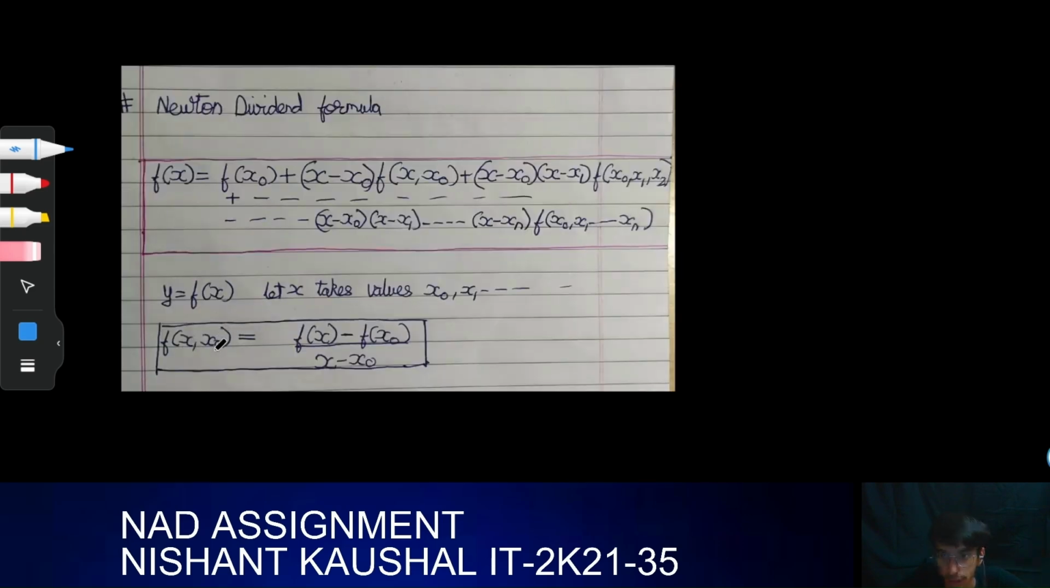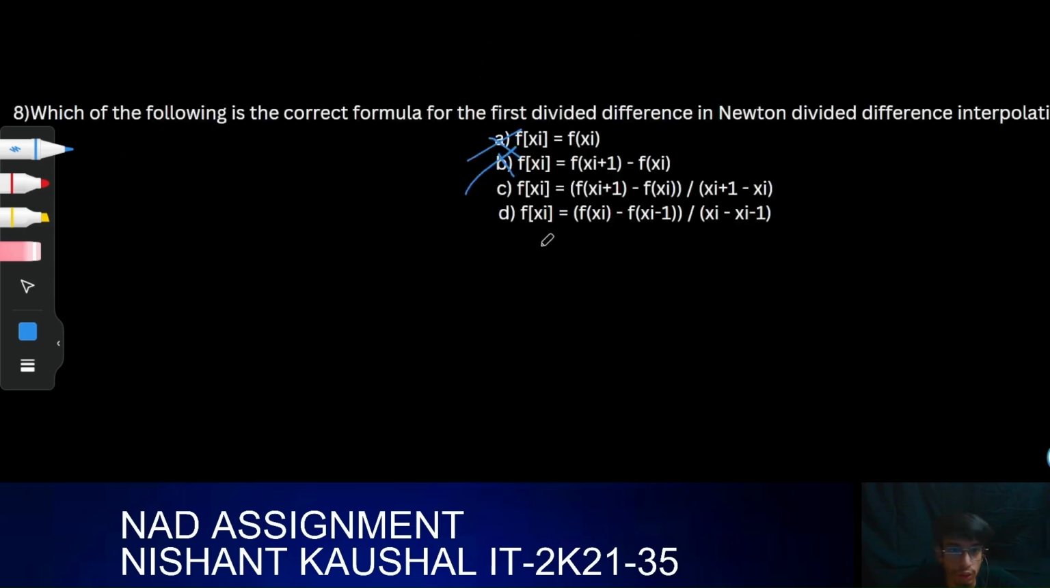The formula is f of x0 comma x1, that is f of x minus f of x0 upon x minus x0, right? So it should be option D, xi minus x of i minus 1 upon x of i minus x of i minus 1. Yes, this is true. It cannot be C because here it is x of i plus 1. So it has to be a one-digit difference, like x of 5 minus x of 4, and it could cause an error. So the answer will be option B.